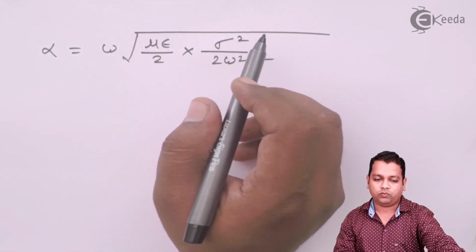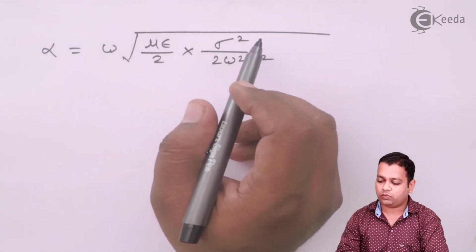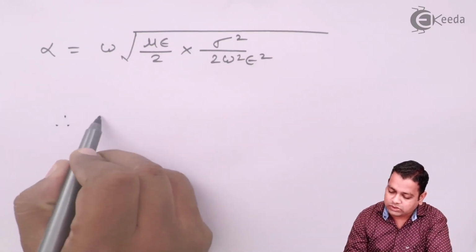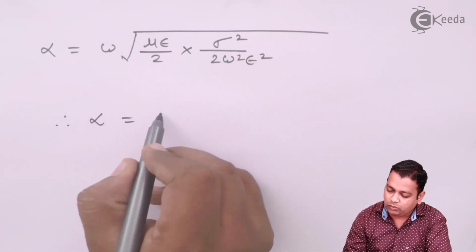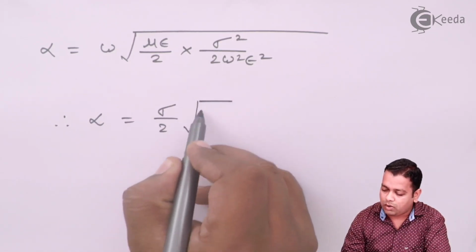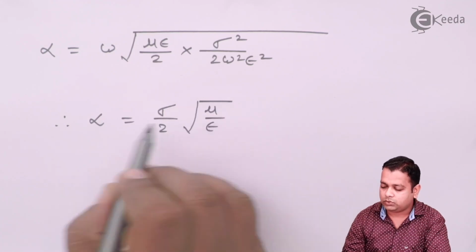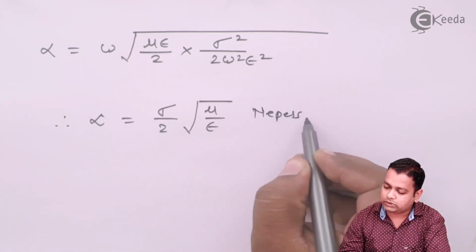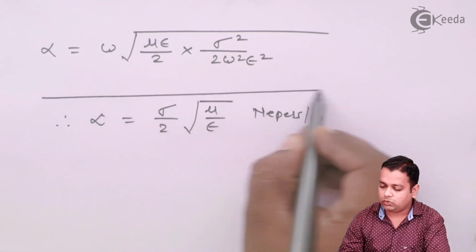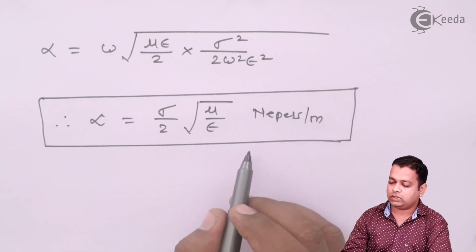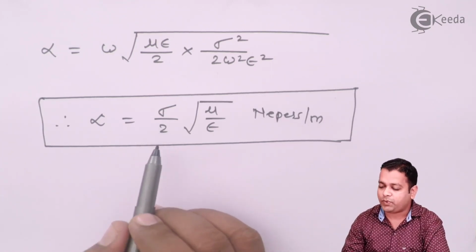Because whatever the 1 we had, that will be subtracted with the 1 and it will result in this much. We can again simplify alpha, so it will be sigma divided by 2 under root mu upon epsilon. As alpha is there, we again give the unit Nepers per meter. So for a good dielectric medium, the attenuation constant is given by the new simplified formula.